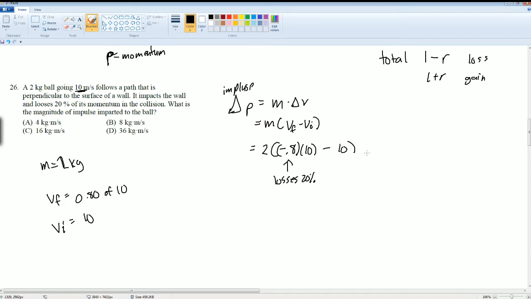So why is it negative? It's being a loss. That's also the final velocity. So you plug it in. You get negative 8 times negative 10. This gets you negative 18. Gets you negative 36. But here it says magnitude. So you're taking the magnitude of that, which just becomes 36 kilogram meters per second. Should be D. The hard part is understanding that it's the loss of 20%. Make sure you're using a 0.80.